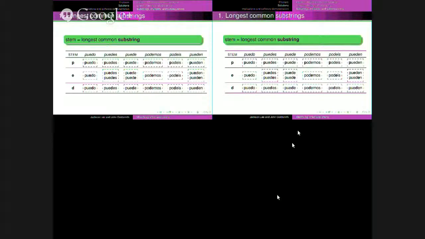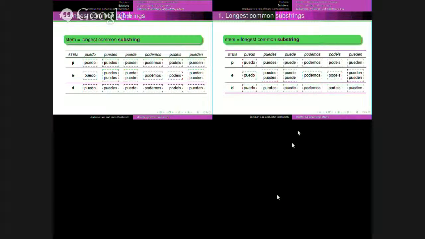So the problem is, when we look at anything that deviates from strict concatenation, we see problems with the substring approach. So we ask the same question, hey, what is the longest common substring as a stem when we look at the Baudelaire paradigm, these 6 words here? It turns out that there are 3 competing analyses here, and they are P, just a little p, that's it, just an E, that's it, and just a D.